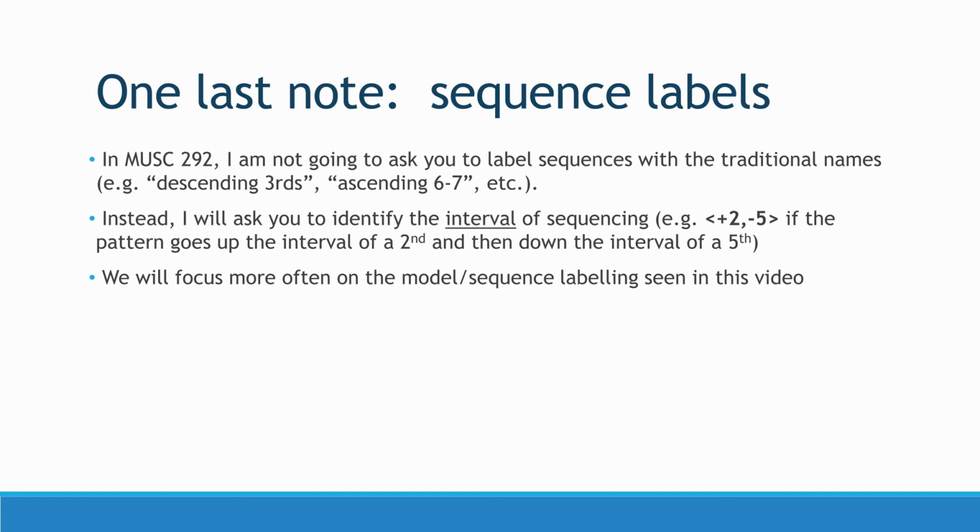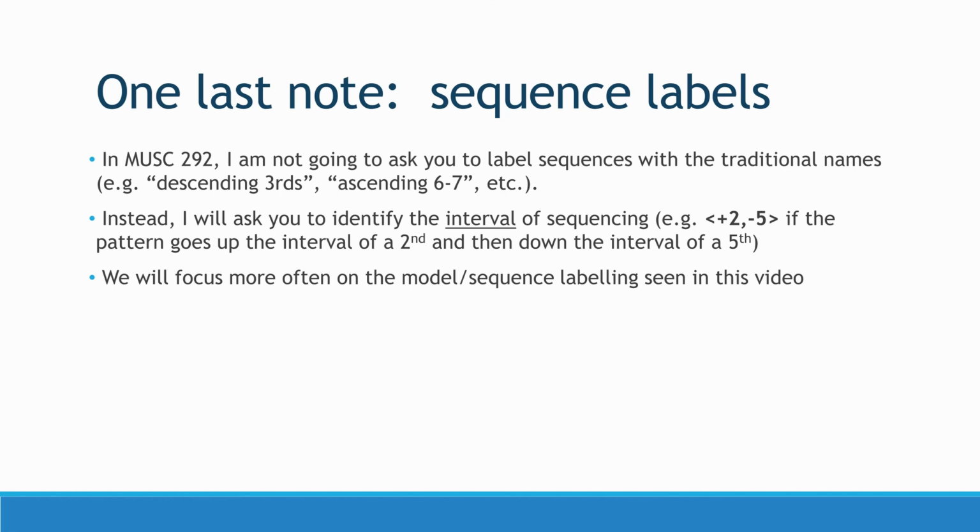One last note I'd like to talk about is sequence labels. In Music 191 and in the Strauss textbook, you were given labels such as descending thirds or ascending 6/7 sequences. I'm actually not going to ask you to use those labels this year. I have a kind of personal beef with them because they're really inconsistent in terms of how they're named. For example, a descending third sequence doesn't actually involve 2 chords that move by third. There's another chord sandwiched in between them. Whereas a descending fifth sequence does involve a string of chords that all move by fifth. So you can't tell by the name of it exactly what intervals you're working with.